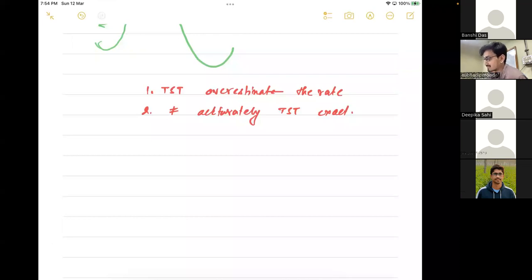Subhadip, just a quick question, how to choose this dividing surface? Yeah, there is no exact method of choosing the dividing surface accurately, but there are different algorithms by which you can choose the dividing surface on the multidimensional potential energy surface.